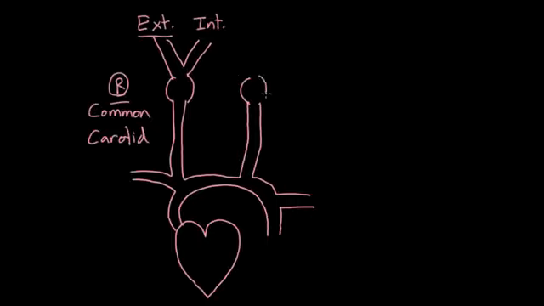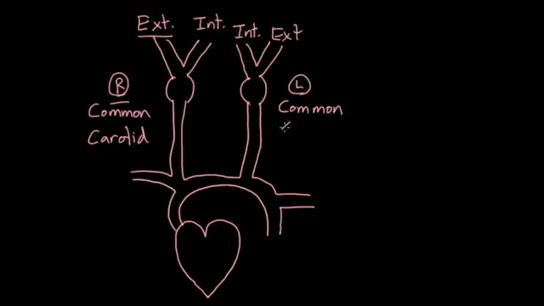And the same thing is happening on the other side, and we name it the same way. We say, okay, there's an internal branch and an external branch. This would be the internal, and this might be the external branch of the left common carotid artery. So I think you're getting the idea now. These are named exactly the same way, and these are the ones we're going to focus on.